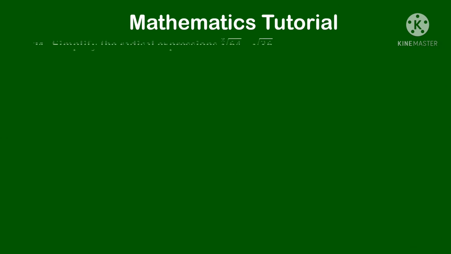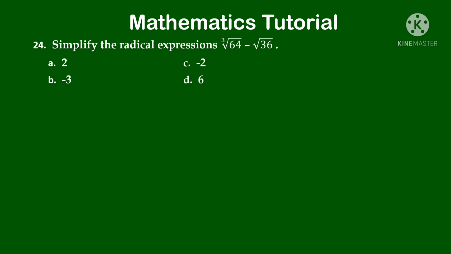Number 24. Simplify the radical expression cube root of 64 minus square root of 36. So, simplification lang gagawin natin dito. A, B, C, or D. Solution for that is just simplify the cube root of 64 and the square root of 36, which are 4 and 6, or 4 minus 6. Final answer for that is letter C.